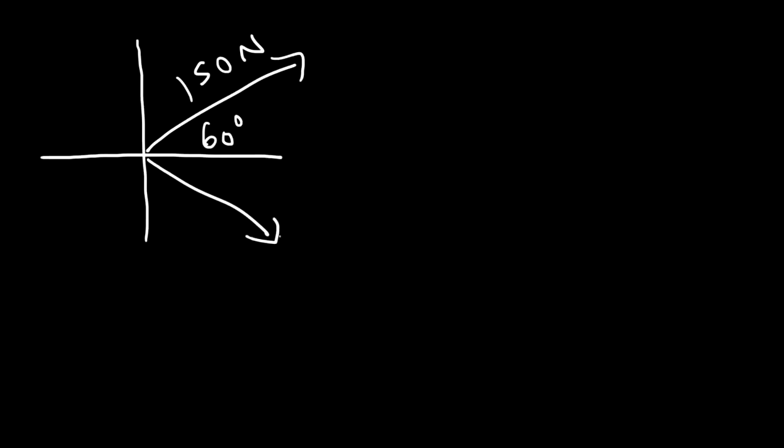Let's try another example. So let's say that F1 has a magnitude of 150 newtons and it's directed 60 degrees from the x-axis. And F2, let's say it has a magnitude of 200 newtons and it's 30 degrees below. Actually, let's say it's 40 degrees below the x-axis. So using this information, go ahead and find the magnitude and the direction of the resultant force vector.